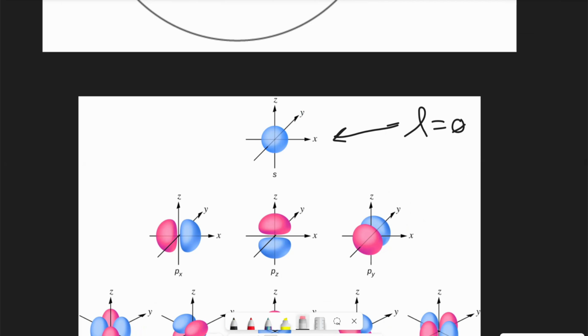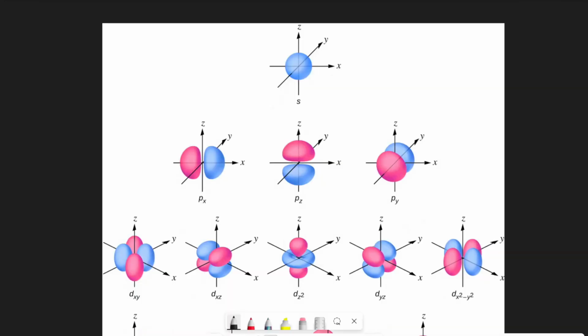If we extend this logic to the next subshell, so if we're talking about P, what did we say L was for P? Well, S was 0, so L is 1. Therefore, what are the ML values that we have? We have negative 1, we have 0, and we have 1. So just to continue this, why don't we do the same example for D? Remember that D is L equals 2 at this point, and so we have negative 2, negative 1, 0, 1, and 2.